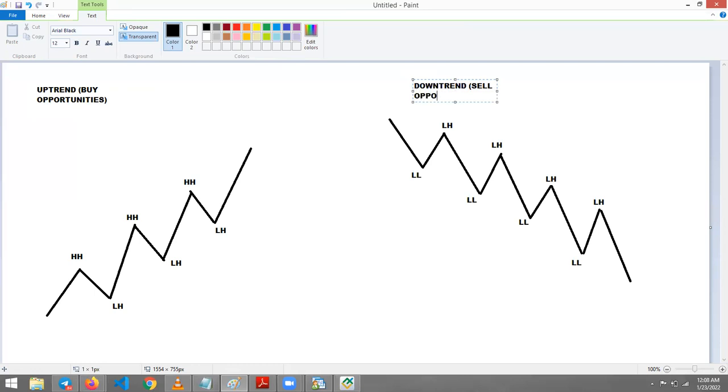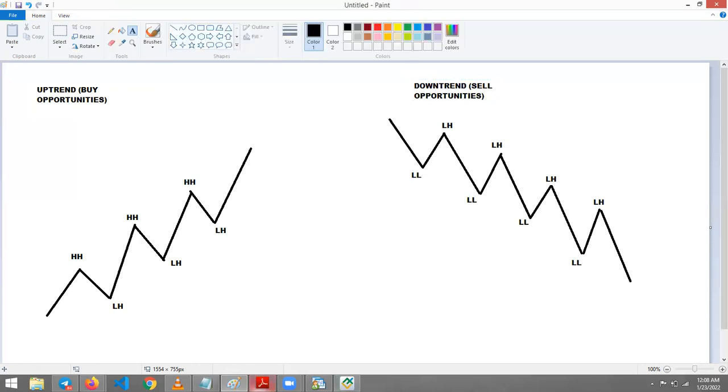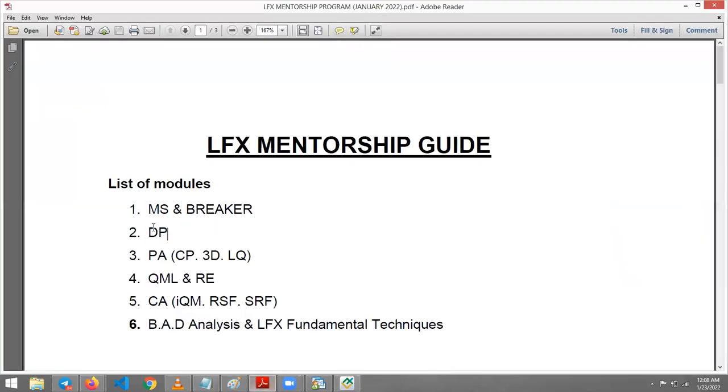Regarding the sell opportunities, how to get your entry, we shall cover that under session 2, where we shall be doing what we call DP. We shall build up on that. For now, I just want you to know this basic structure, market structure. It's something that you have to know.